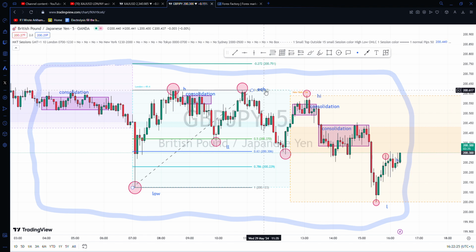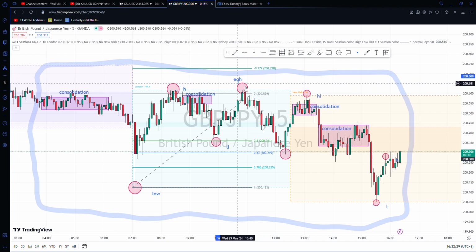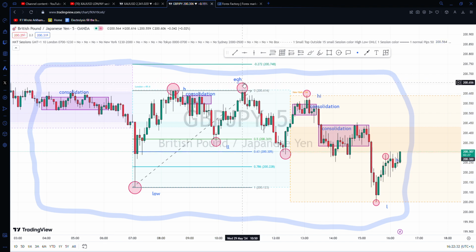And like you said again, it made an equal high. What is the equal high? Because if you look to the left, that is a high, and it's basically equal to that.